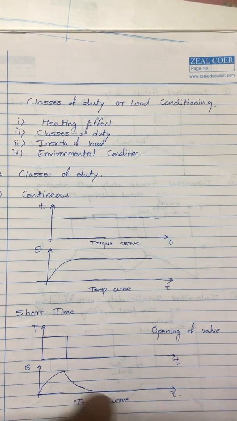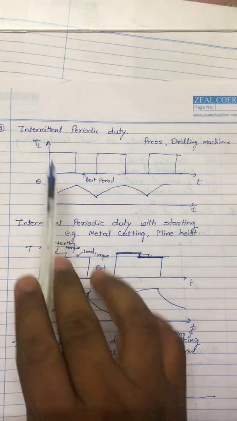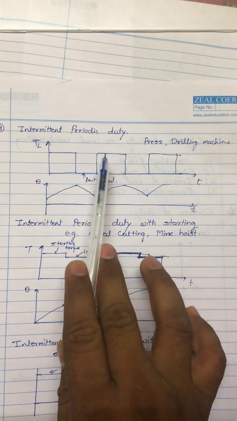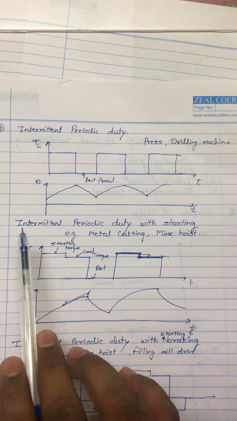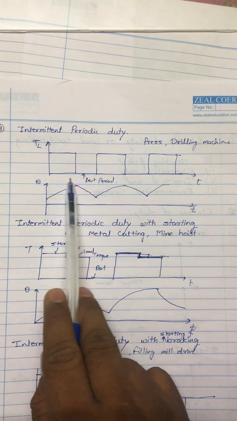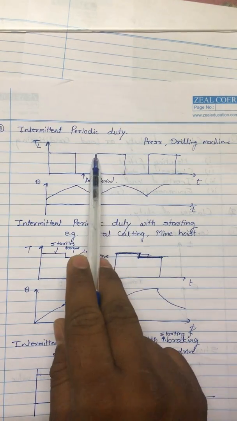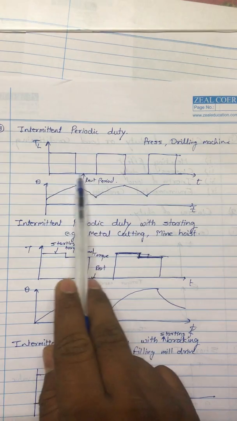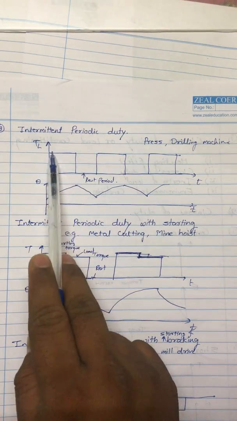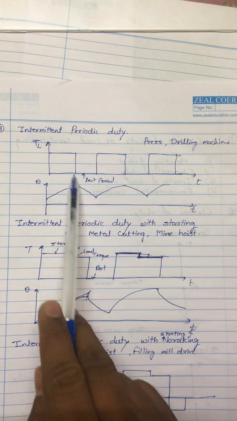Now the third type is the intermittent periodic duty. In this duty, the motor operates for a small time, then will be at rest, and vice versa. It repeats further. This particular period is a rest period and this is the loading period. The torque versus time characteristic is shown here.